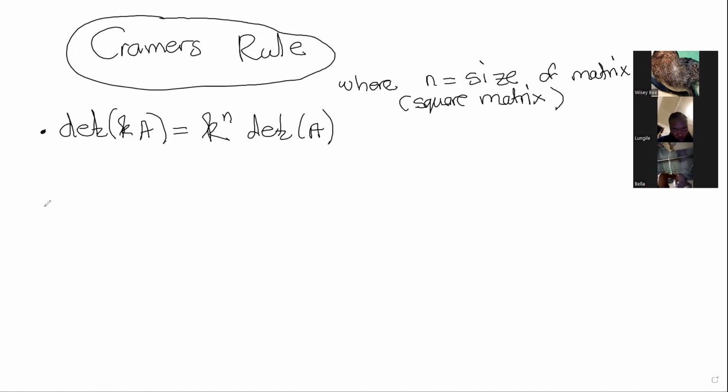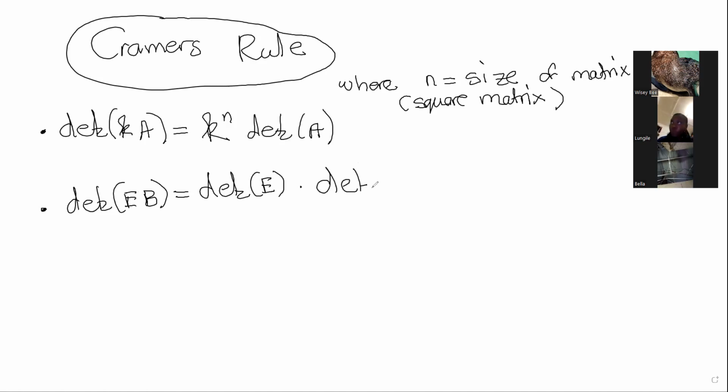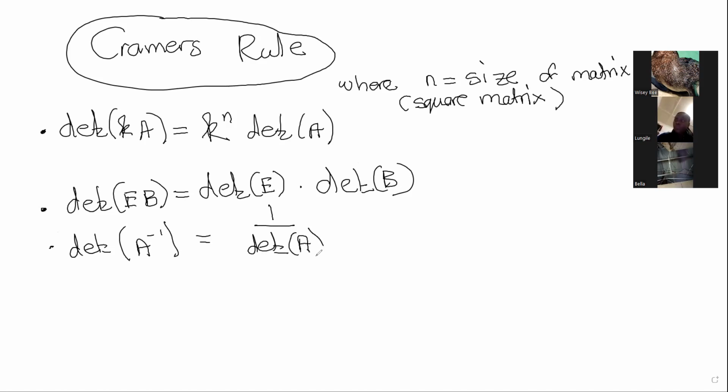So yeah. And then the determinant of EB is equal to the determinant of E times the determinant of B. And the last one, the determinant of A inverse is equal to 1 over the determinant of A.